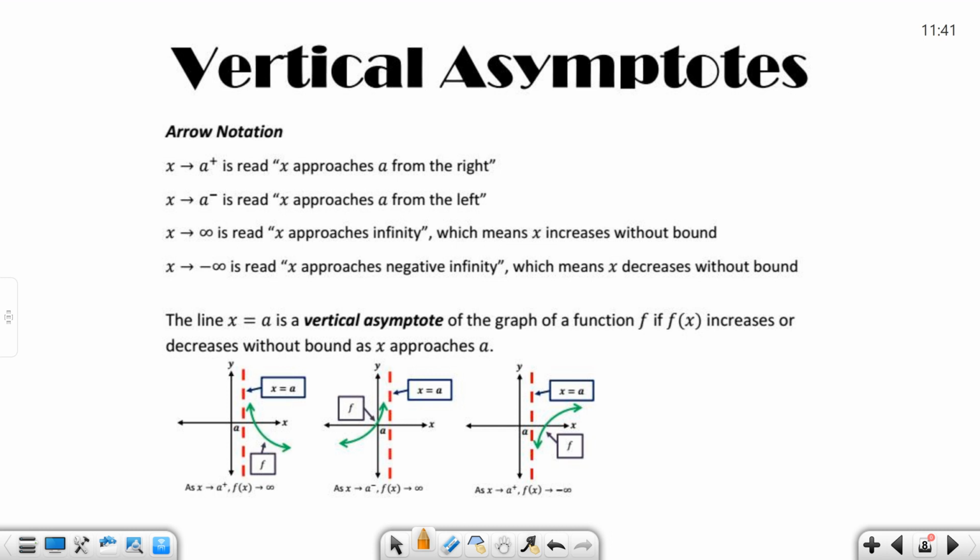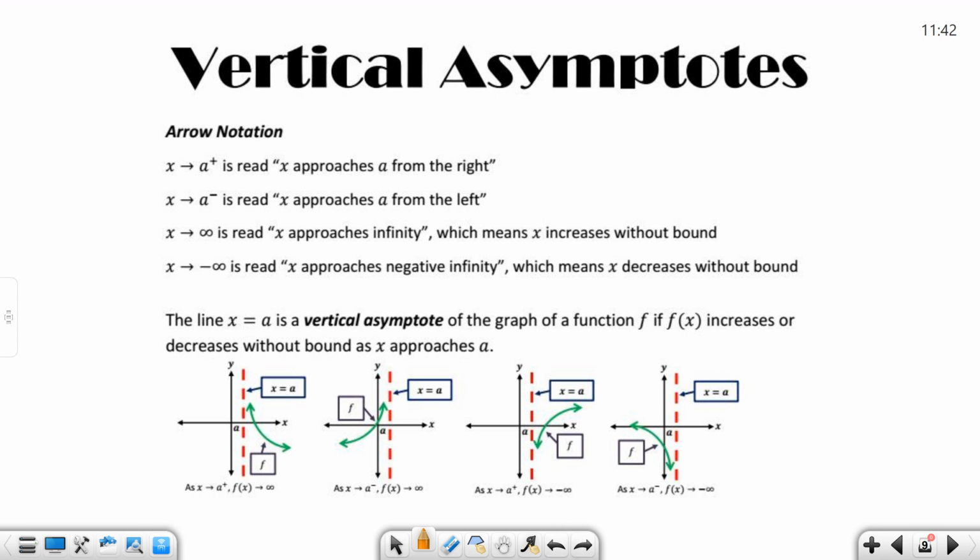All right, well, what if it goes down and decreases without bound? Well, that's the same thing. Again, we're coming in from the right, so we're heading to the left. When you come from the right, you're going to the left. We're going towards our vertical asymptote, denoted by the red dotted line. We typically denote them as dotted lines, not necessarily red or blue or green. And then as x approaches a from the right, f of x decreases without bound. It goes to negative infinity. And then finally, you can also come from the left, and f decreases without bound.